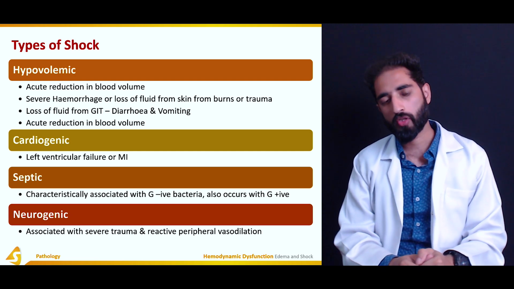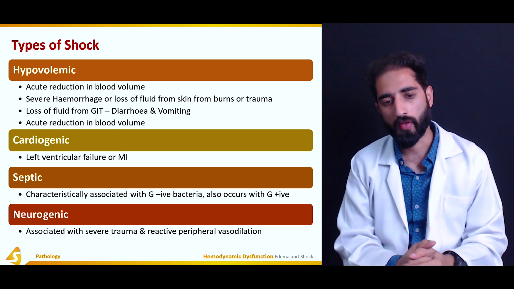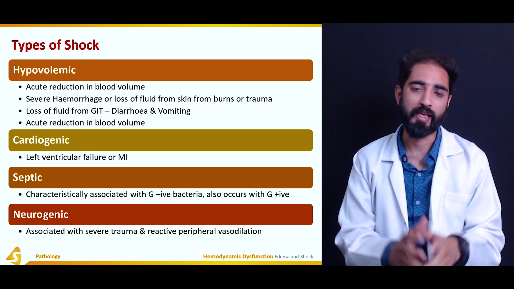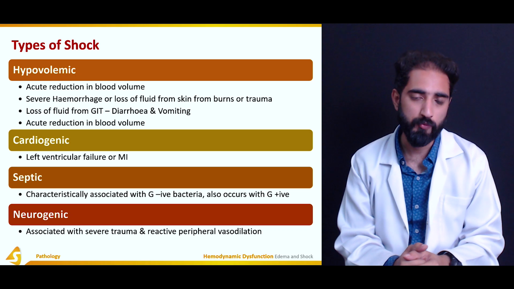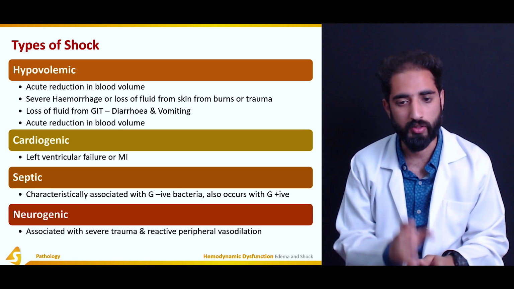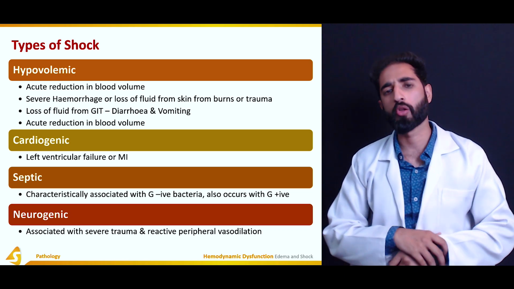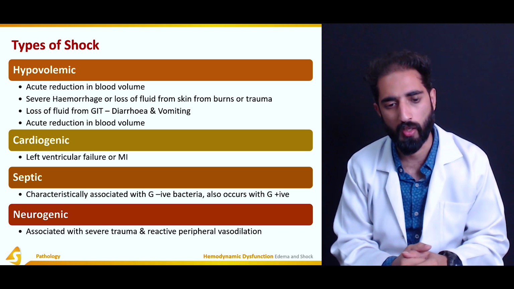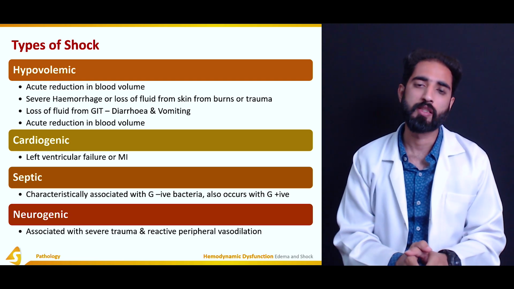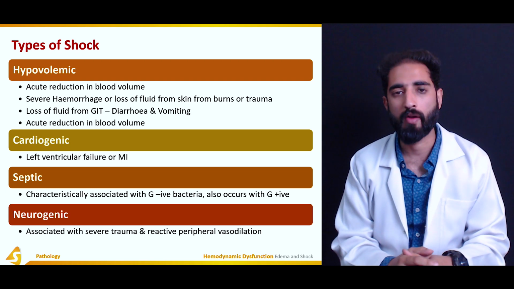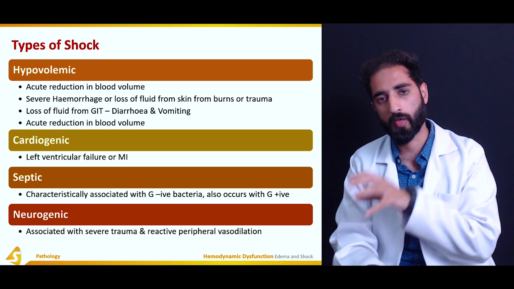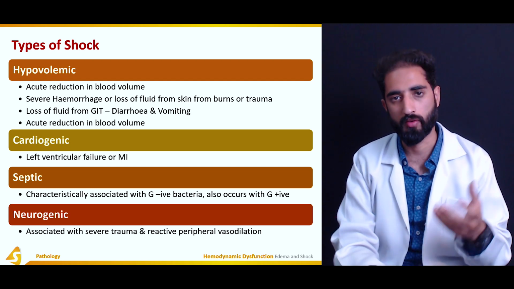Shock can also be cardiogenic shock, which is because of left ventricular failure or myocardial infarction, as we already discussed in the previous slide. It can also be generalized sepsis or septic shock, which is characteristically associated with gram-negative bacteria, but it may also occur with gram-positive bacteria as well. On the other hand, there's also neurogenic shock, which is associated with severe trauma and reactive peripheral vasodilation, resulting in a very significant decrease in blood pressure and resultant shock.